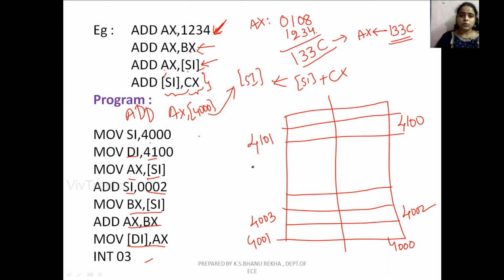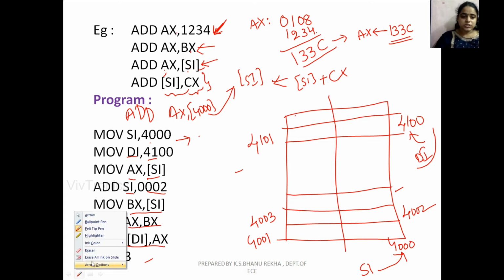Now trace the program step by step. This is the live example that I am going to explain theoretically, because I am not going to explain each and every program in detail like this. I will show all the other programs in the emulator. First, after execution of MOV SI comma 4000, the SI register is pointed at the 4000 memory location. Next, MOV DI comma 4100. After execution of the second instruction, the DI register is pointed at the 4100 memory location.